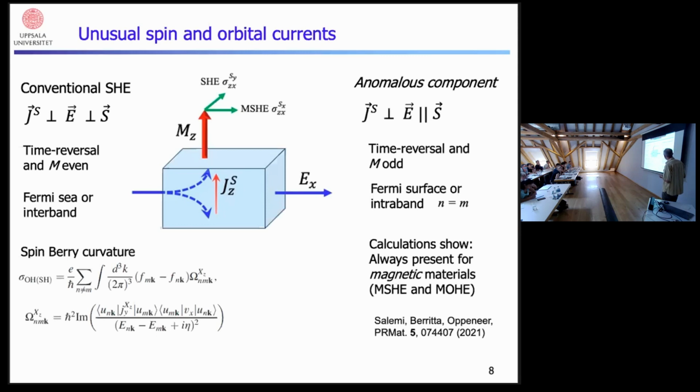And it turns out that these effects, magnetic spin Hall effect and magnetic orbital Hall effect, are always there when you have a magnet. The question is if it is larger or smaller than the spin Hall effect. But it is always there, and it has actually a different polarization. So the normal spin Hall effect points in this direction, the magnetic spin Hall effect points in the other direction.